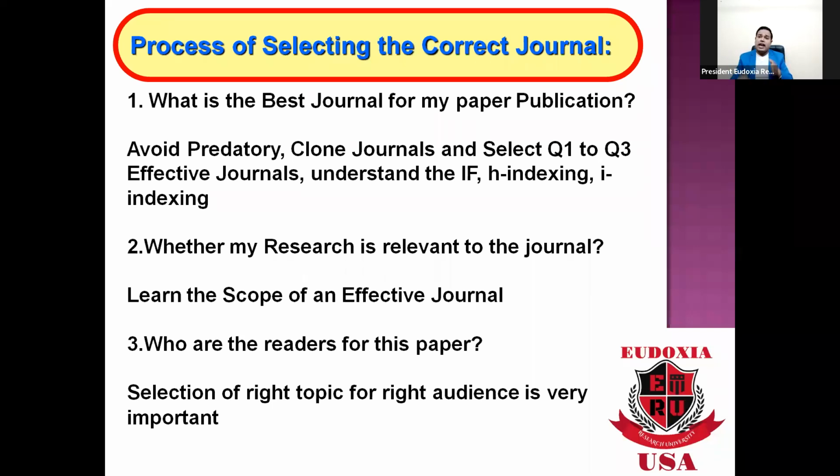So go and check the previous publications, what type of papers they are actually accepting for publication. And definitely that is known as the scope of the journal. Learn the scope of the journal. Number 3, it's very, very important. These 3 points only, you need to understand why you are selecting a good journal.